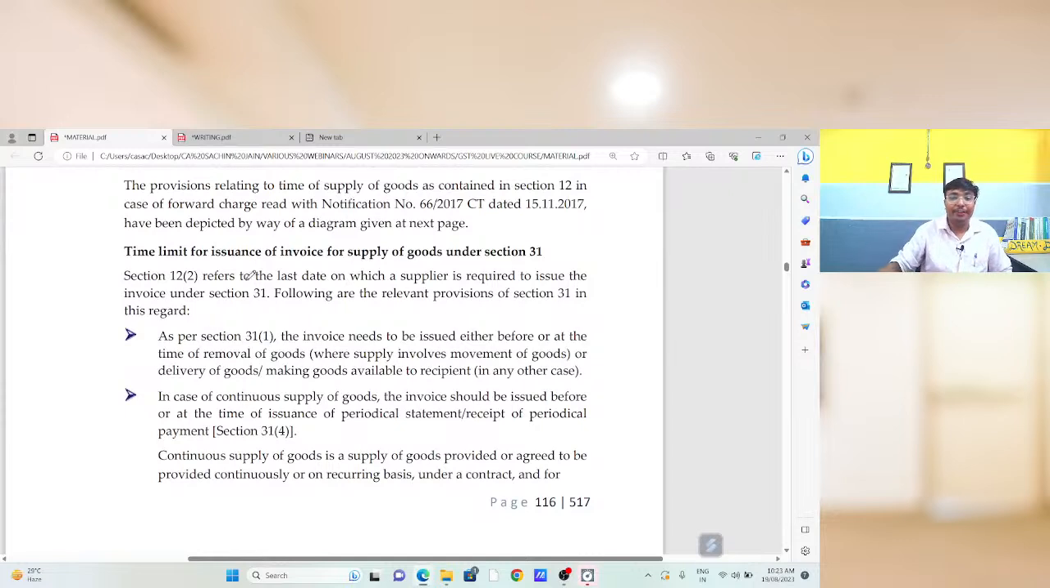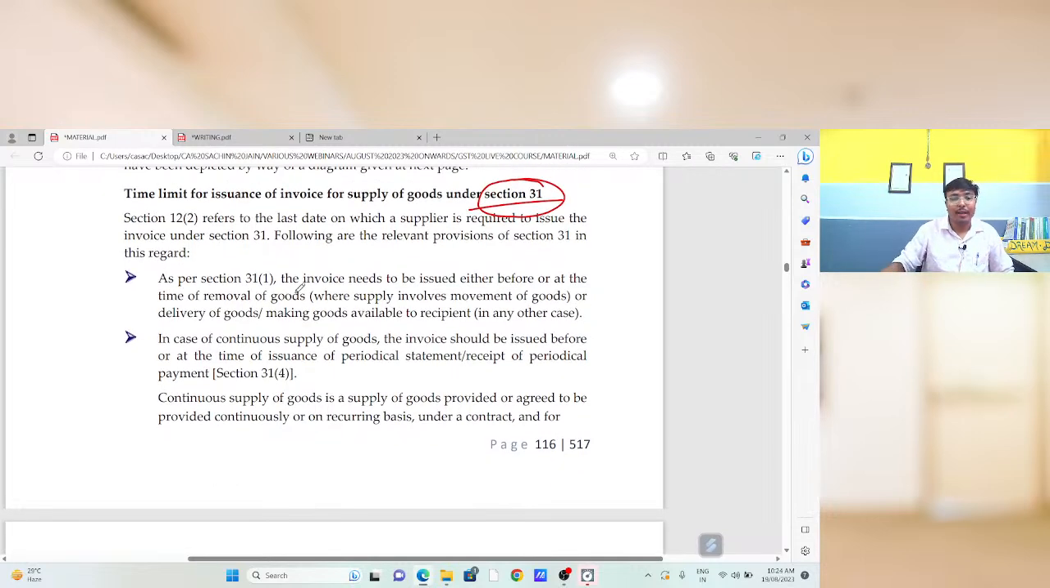Now, one specific provision is there regarding Section 31 of the CGST Act. What is the timeline to issue that particular invoice? We said that in case of supply of goods, the date of issue of invoice will be treated as your time of supply. Now the question is what will be the time limit for issuance of that invoice? Whenever there is a movement of goods, you need to issue the invoice before or at the time of removal of goods.